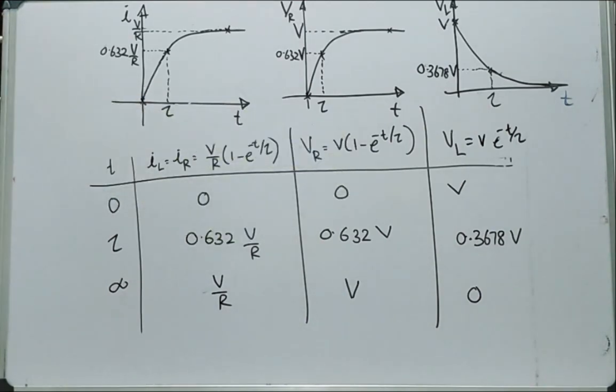Now we can define the time constant as the time required to rise the current through the circuit to 63.2% of its final value. What is the final value? V by R. So the time required to rise the response to 63.2% of its final value is termed as time constant of the circuit.